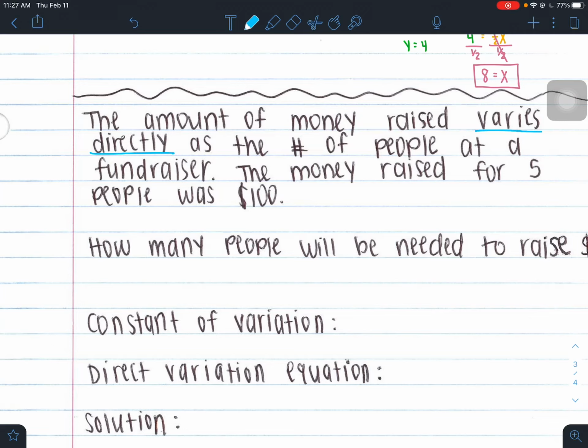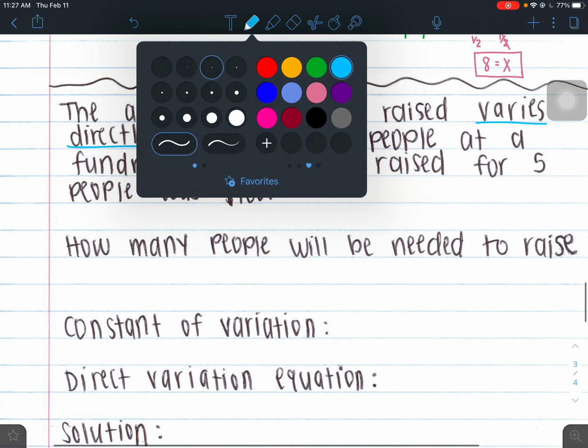Now, what comes first in that sentence? Because they do not use variables for you. They use words. I'll show you two different ways. If you want to use y and x, we can. We'll use y and x because that'll be a lot easier. So we'll do that.